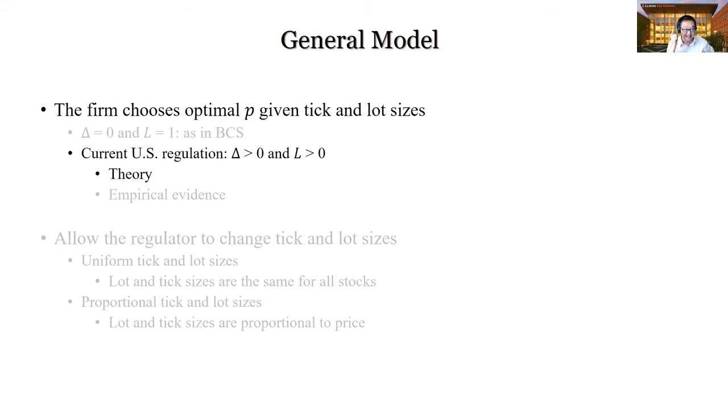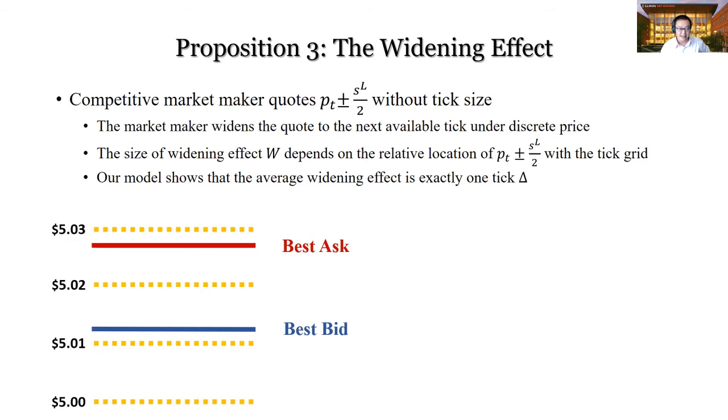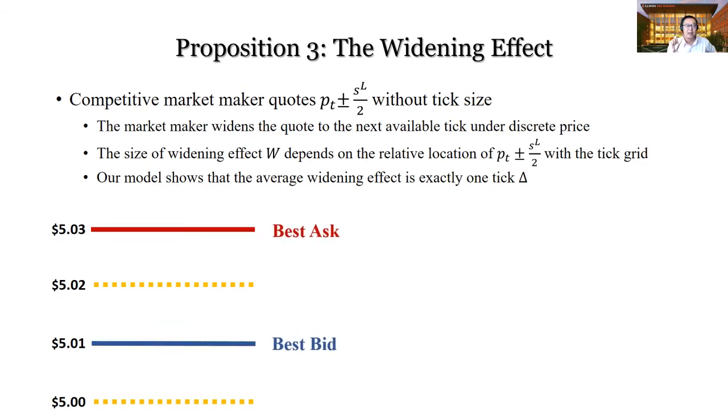Let's introduce a second part, which is more realistic: price is also discrete. What does that mean? Let's say this is the break-even bid-ask spread. This is the spread where the market maker makes zero profit. Now let's impose a discrete tick. So what does the market maker do? The market maker needs to increase the spread to the next tick. We call that a widening effect.